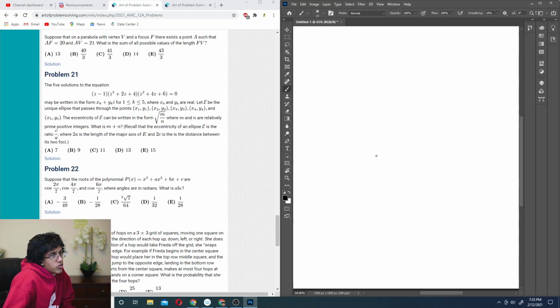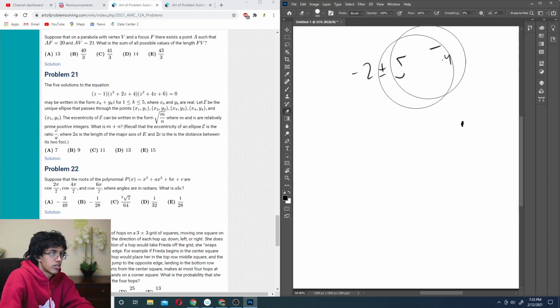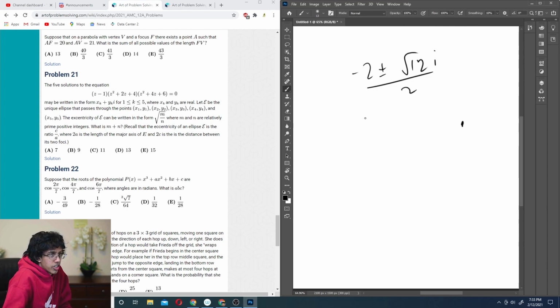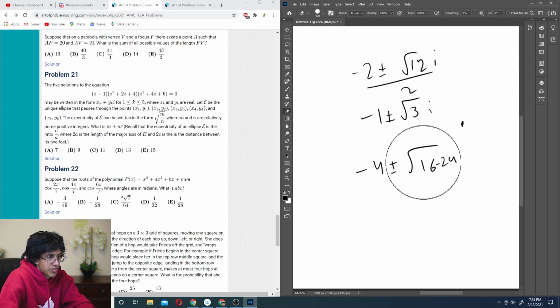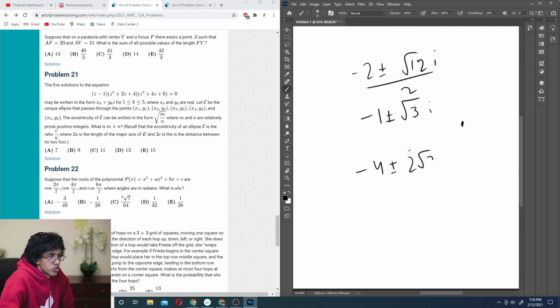Okay, so obviously this one has a solution at 1, right? Then the solution in the next one is, what? Negative 2 plus or minus root of (4 minus 4 times 4), which is root 12i, over 2. Oh, so that is negative 1 plus or minus root 3 i. Okay. Then the next one is negative 4 plus or minus root of (16 minus 24), which is negative 8i. So it's minus 2 root 2i over 2.